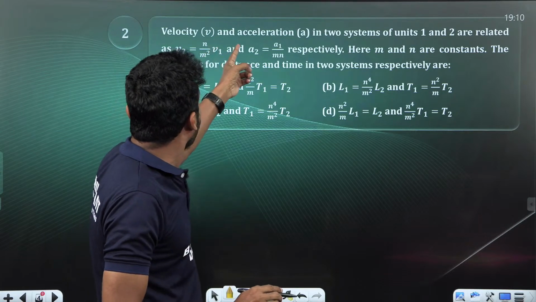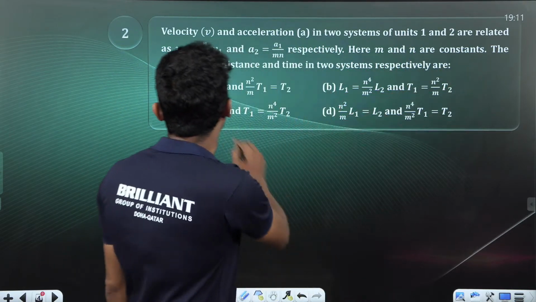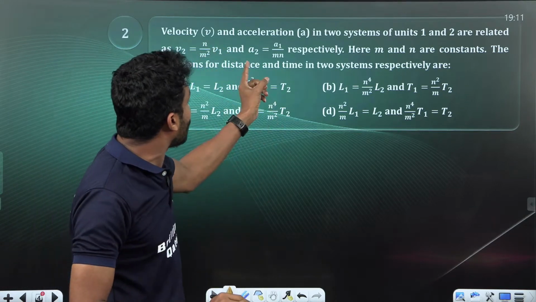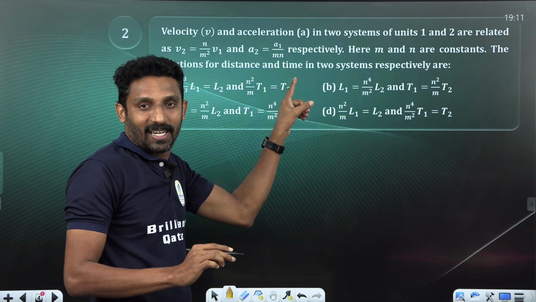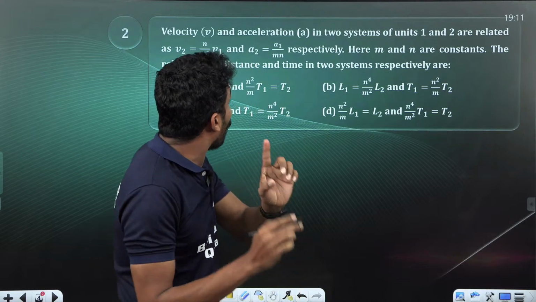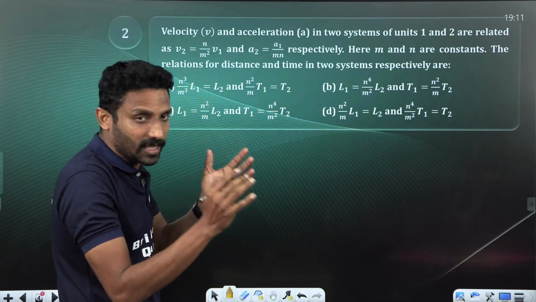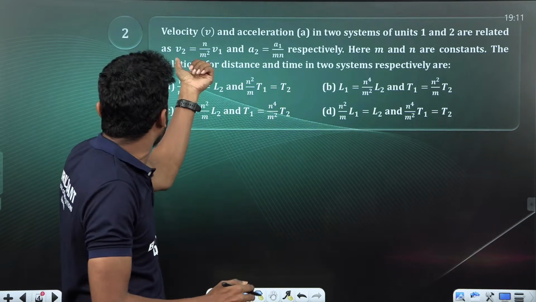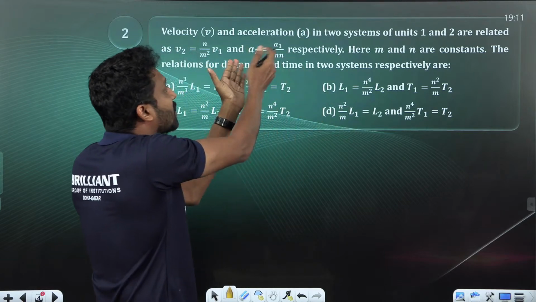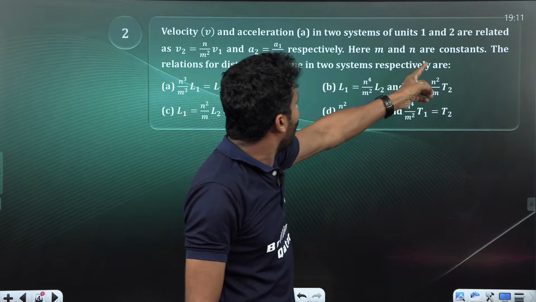Velocity V and acceleration A in two systems of units 1 and 2 are related as V2 equals n by m square into V1 and A2 equals A1 by mn, respectively. Here they are indicating two systems of units, in which the velocity in the second system is V2 equals n by m square into V1, and the acceleration is A1 by mn. Here m and n are constants.